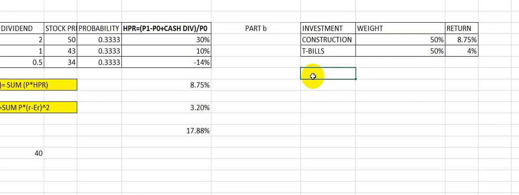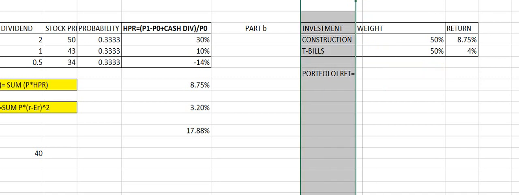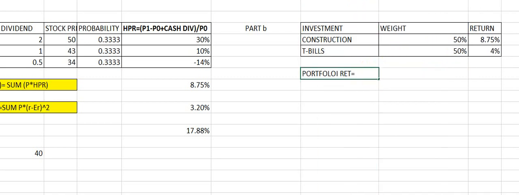So portfolio return is equal to sum of W times R. The W is the weight. We have 50% of our fund invested in construction and the other 50% is invested in treasury bills. So the expected return for the portfolio is 6.38%. Now we need to calculate the standard deviation.